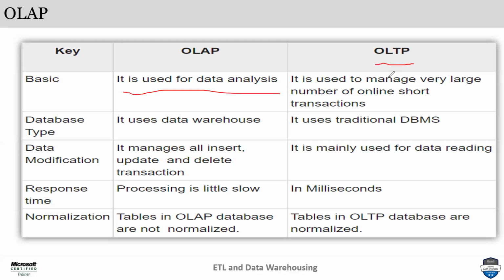Then OLTP is to manage a large number of online transactions. Whatever transactions happen day to day will be managed in the OLTP, and the data will be stored. It uses a traditional database management system. As I mentioned, a decade back there were no separate data warehouse databases; whatever was used for OLTP, the same database was used. But over a period of time, a new set of technologies evolved for this purpose as well.